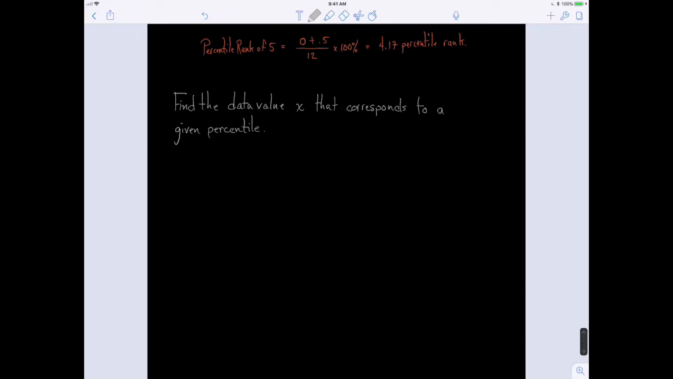And what we're going to do in this lesson is turn the problem around. In the first lesson, we found the percentile rank of a value. Well, what if you want to change that and find out what value corresponds to a certain percentile?